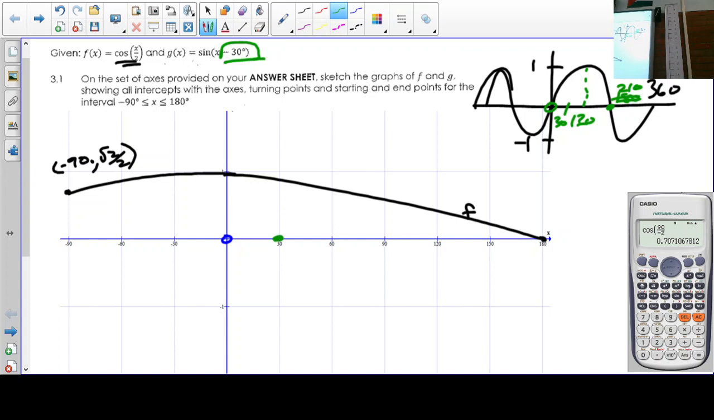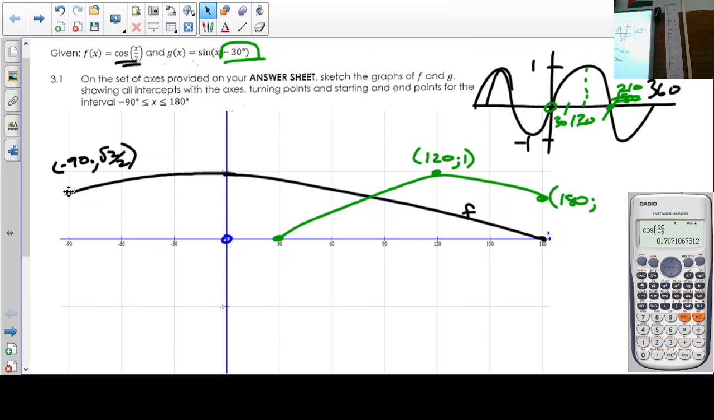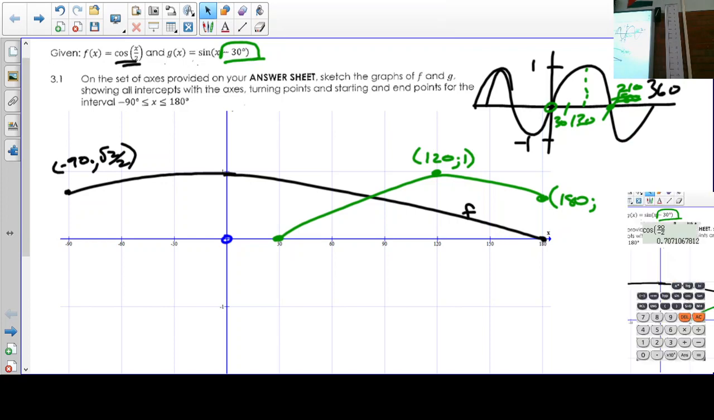Normally 90 is at 120, so I get 120 and 1. And this is normally 180 as I indicated, but it's 210, so it's off the graph. So in other words, this would approach some value here. Remember again, that's an end point on the given domain. So that will be 180 and some y value. How do I calculate the y value? By substituting 180 into the diagram.